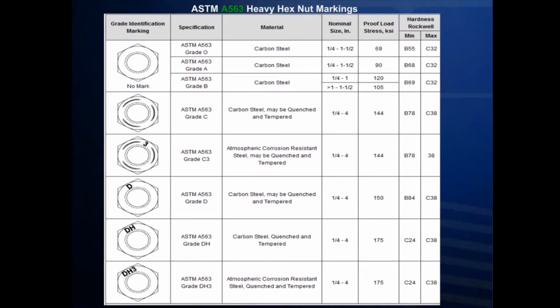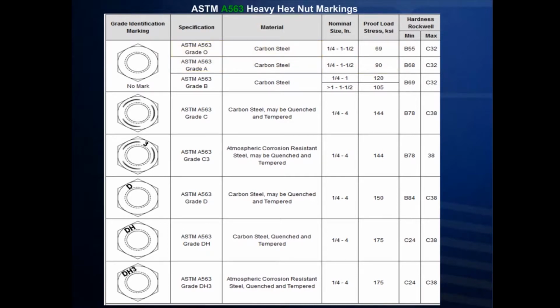However, the take-home message here is that ASTM A563 nuts that are made from cheap carbon steel are considered a grade O or grade A. As you see, the minimum proof load on these nuts is substantially less than other nuts.